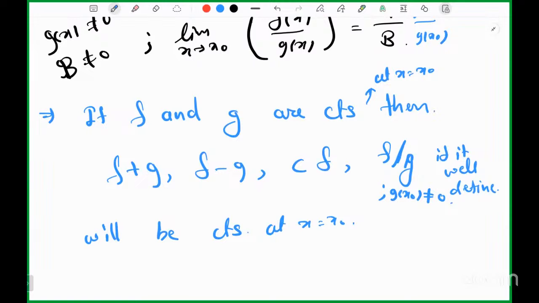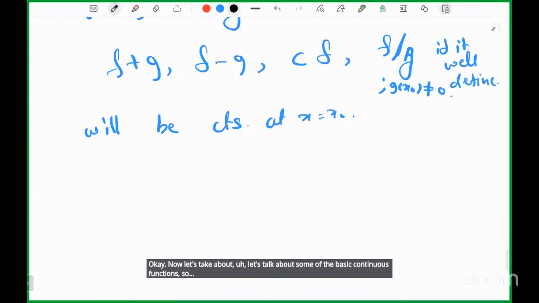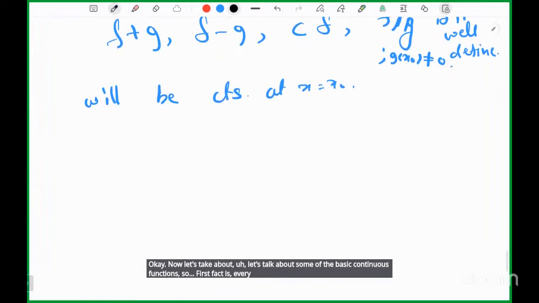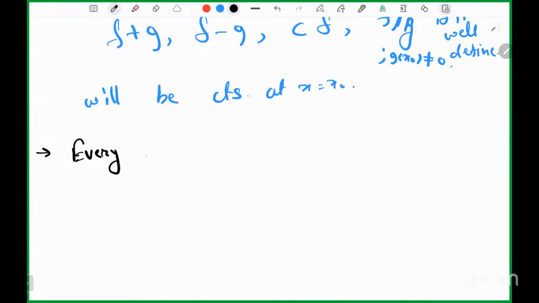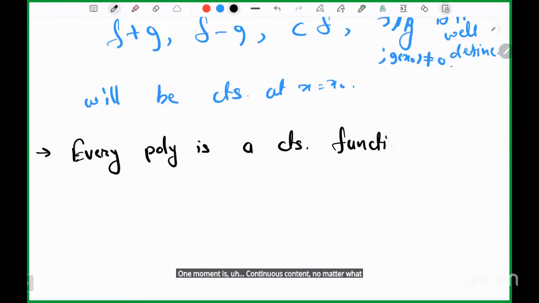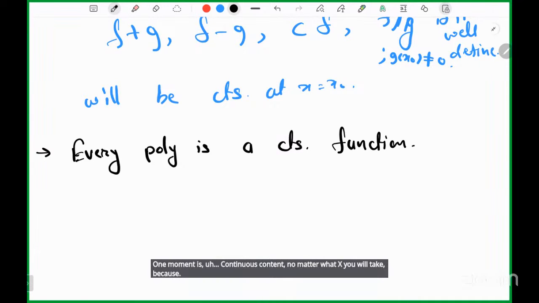Okay. Now let's talk about some of the basic continuous functions. So first fact is every polynomial is actually a continuous function, right? Every polynomial is a continuous function, no matter what x you will take, because polynomials are made of x.